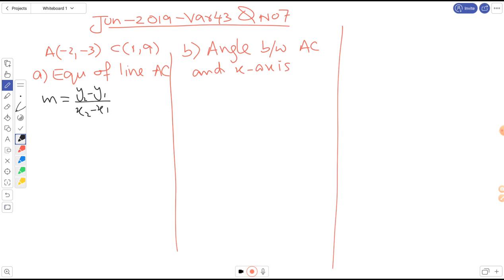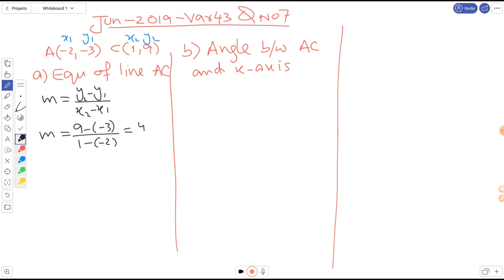The best way when you have this kind of question is to label it. You can label any way, but I label x1 and y1, x2 and y2. But if you label it in reverse, no issue. So y2 is 9 and y1 is minus 3. So I'm getting 9 minus negative 3 over x2 is 1, x1 is minus 2, so 1 minus negative 2. I'm getting 12 over 3, so ultimately the gradient m is 4.